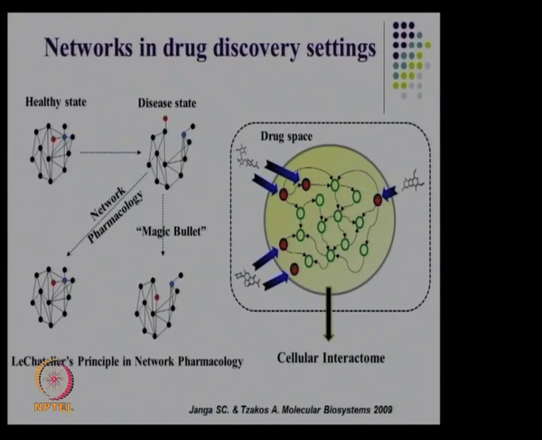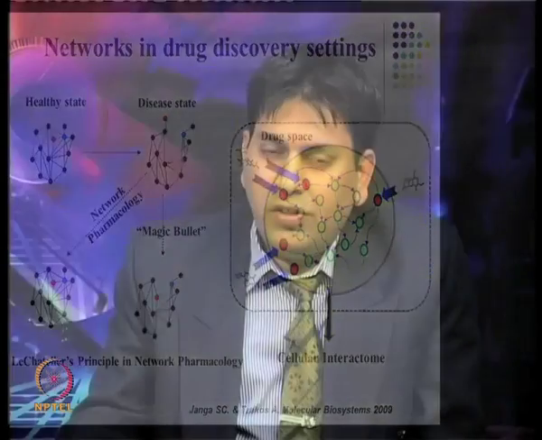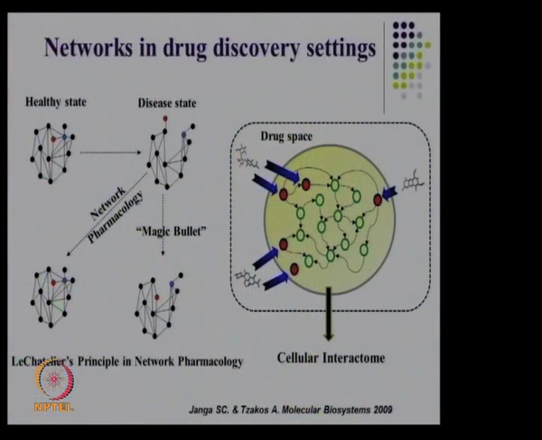Now, let me introduce to you the traditional notion of how drug discovery usually happens in most places. Let us represent the healthy state of an individual with a network of interactions shown in this figure on the left. Now, a disease state could be studied as a perturbation of such a network where some of these nodes are actually not properly connected compared to the healthy state.